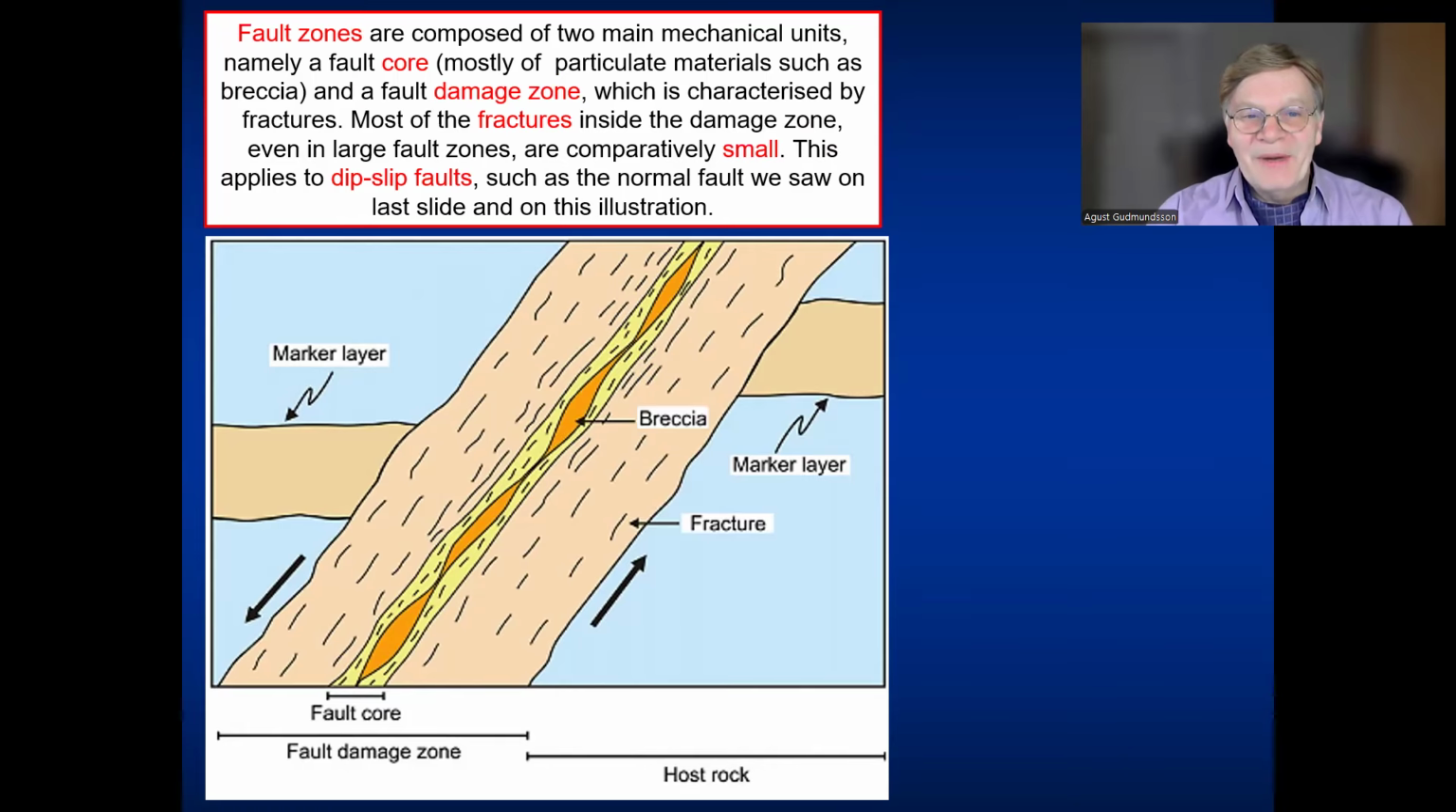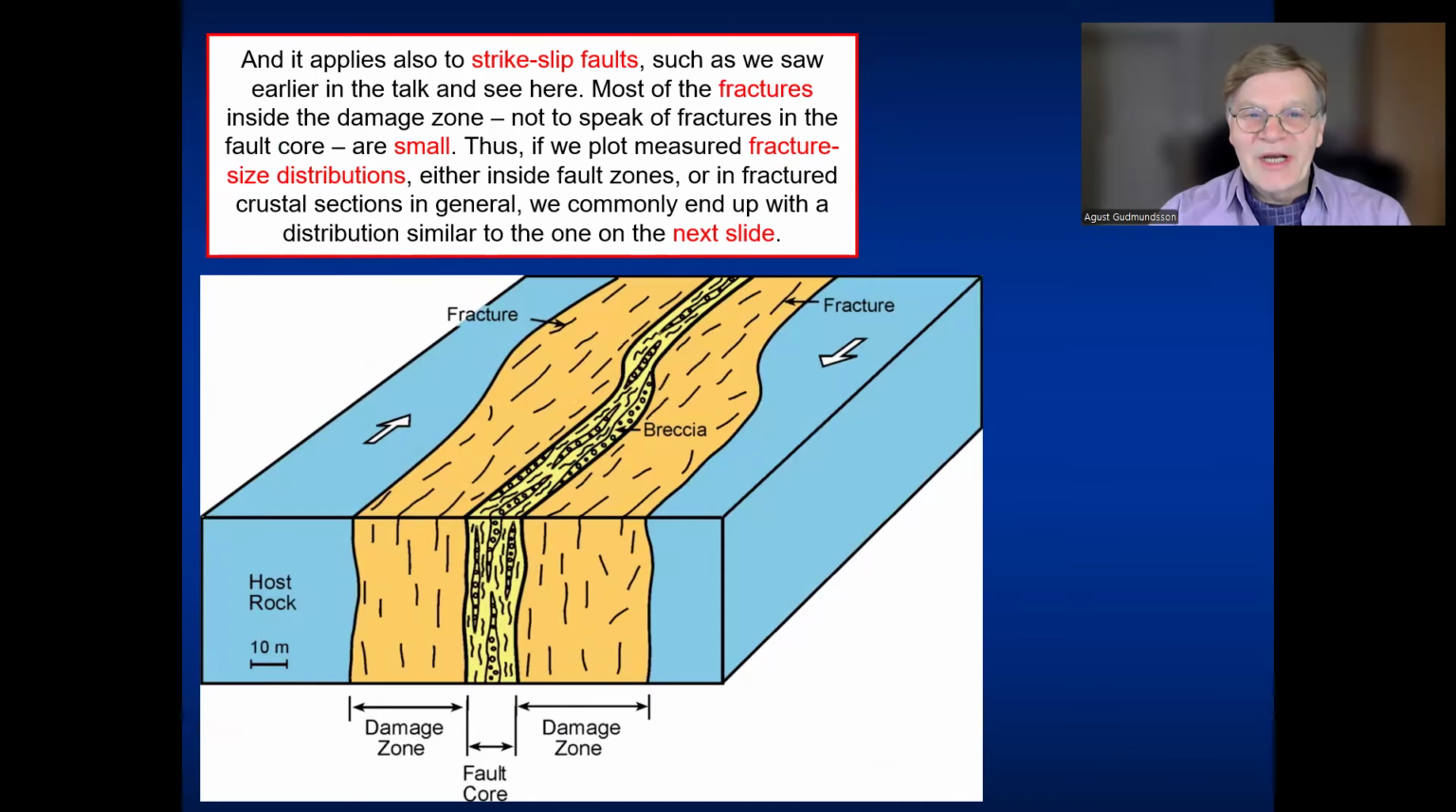So that applies, of course, to dip-slip faults, like this normal fault here, and obviously to the strike-slip faults, many of which we have seen earlier today, particularly on the north coast of the Bristol Channel, where we started this lecture. And again, in the damage zone, not to speak of tiny little fractures that may be in the fault core, which is mainly of breccia or particulate materials, gouge and often clay and so on.